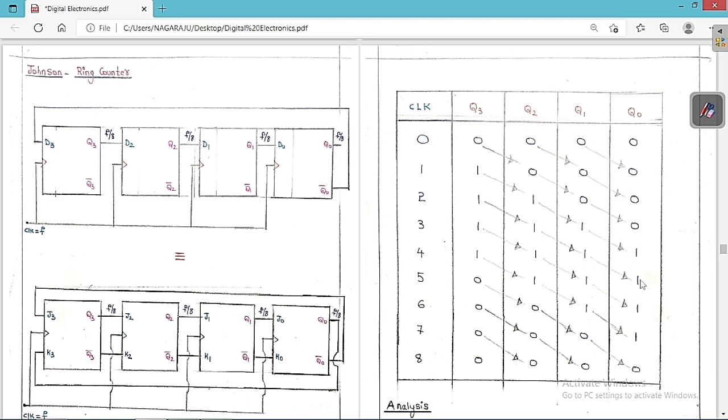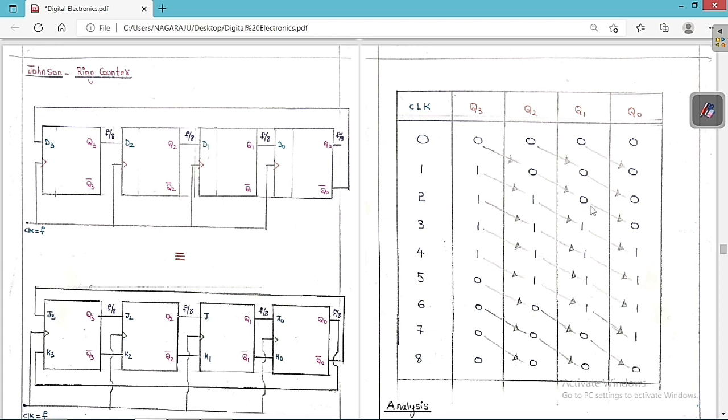Similarly, if this is 1, again Q bar is equal to 0. That 0 comes here, and this 0 travels here, this 1 travels here, and this 1 travels here. If this is 1 then Q bar is equal to 0, the 0 comes here, so this 0 goes here, this 0 goes here, and this 1 goes here. Similarly, this is 1 so Q bar is equal to 0, that comes here, so this 0 travels here, this 0 travels here, this 0 travels here. So indeed we are going to get the first case, and then we repeat this process.